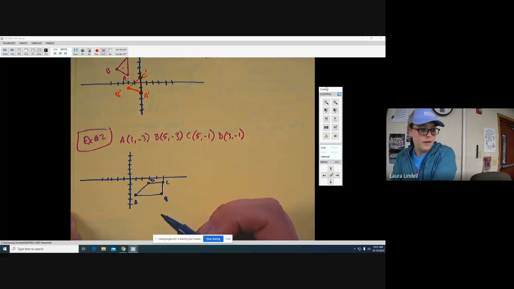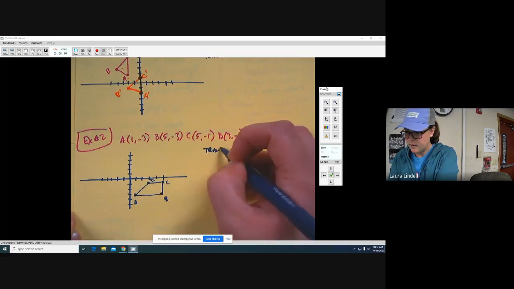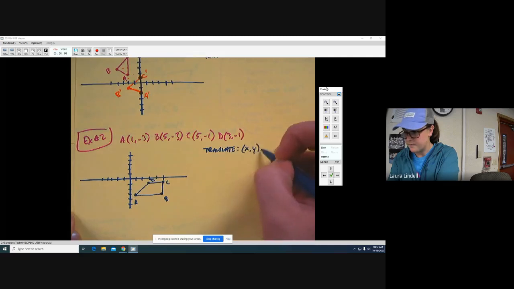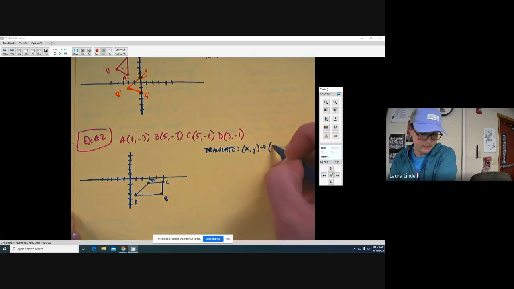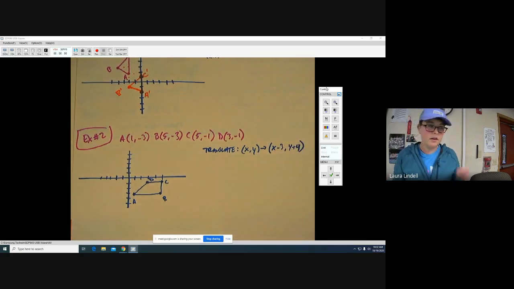Okay. And this time we are going to translate with these instructions. X -3, y +4. So once you have this drawn on your paper, write down what you think is happening with those instructions. When you've got it drawn and you think you know what the instructions are, type ready in the chat.